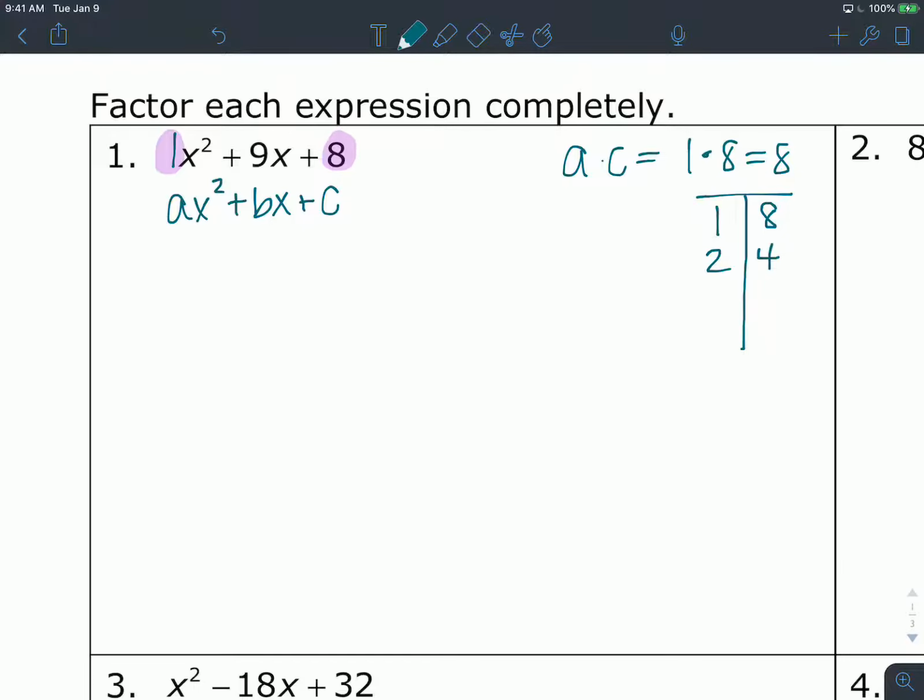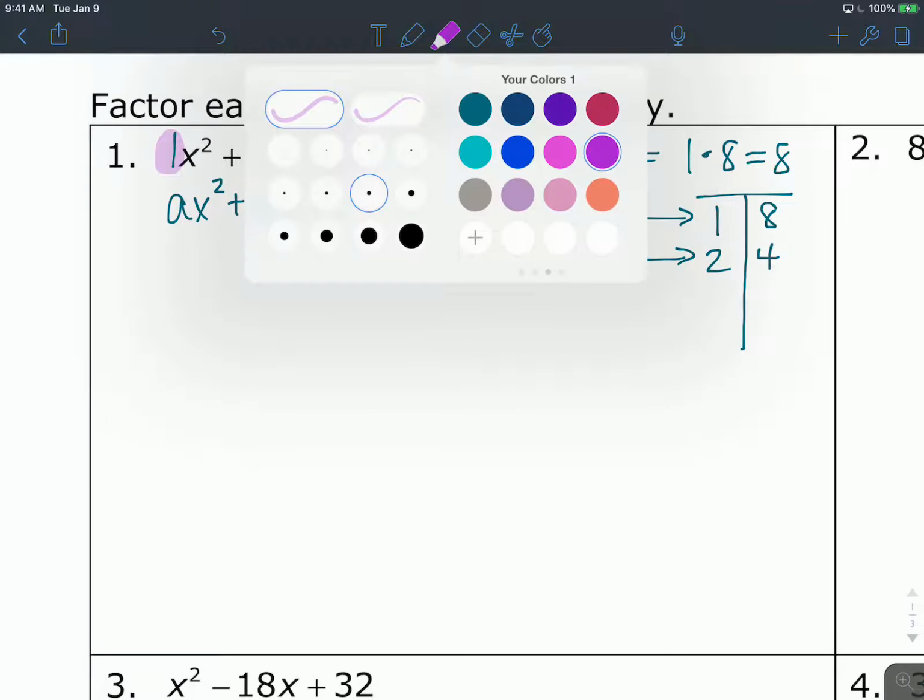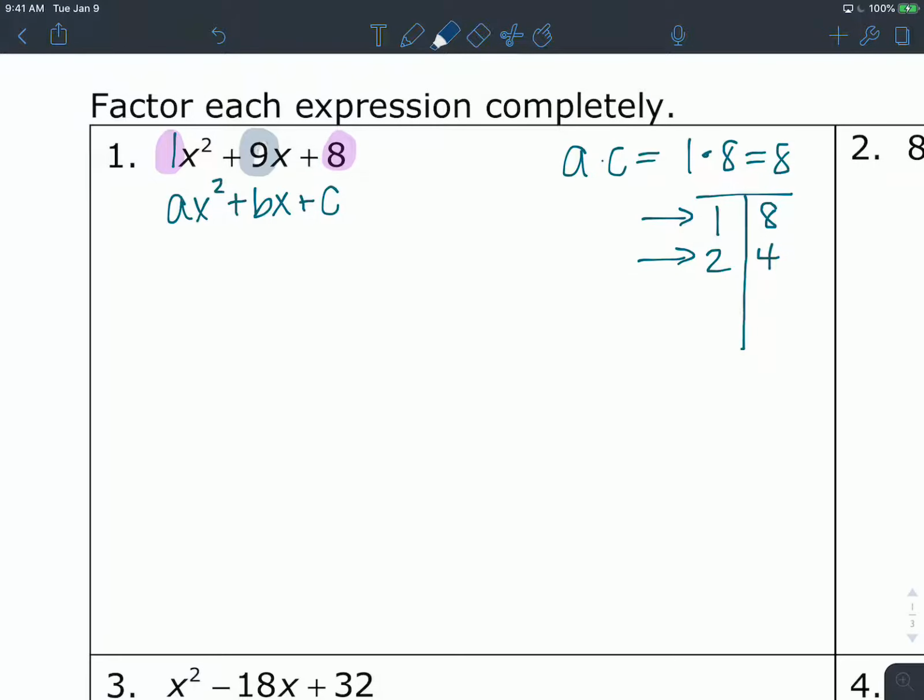The next thing we're going to do is look at our sets of factors and see if either of those sets adds up to equal our middle number. We have this middle number, which is 9, and this 1 and 8 is going to add up to equal 9. So we need factors that add to equal 9, that middle number. So when we get that, we have 1 and 8.